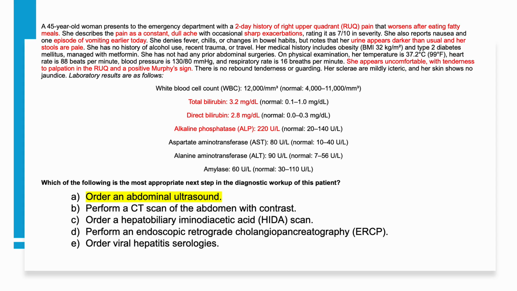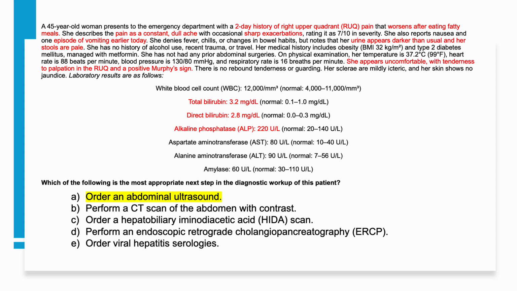And anytime you're thinking of right upper quadrant pain, for the sake of these exams, start thinking gallbladder. It's worse after eating fatty meals, and it's a constant dull ache with occasional, and here is the key test point, sharp exacerbations. That is essentially, in another way, saying colicky pain. You should really be thinking a gallbladder issue right now, maybe some gallstones.